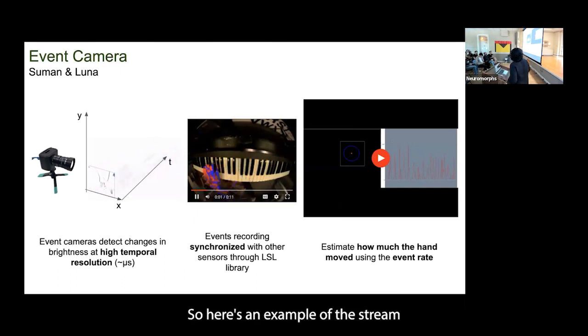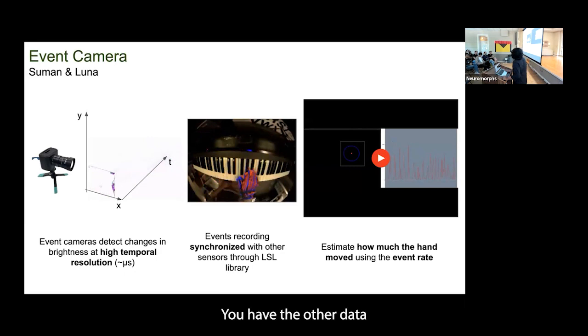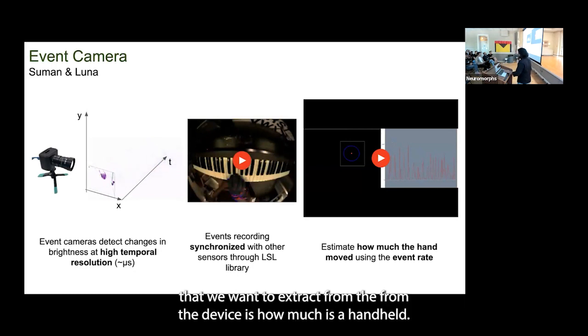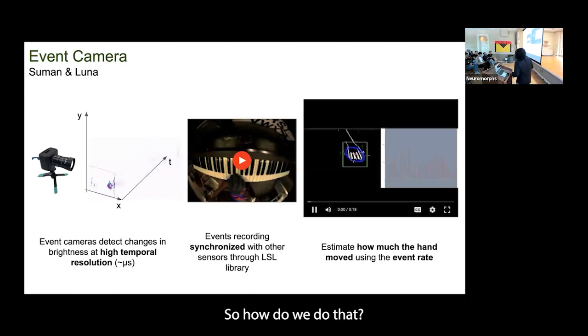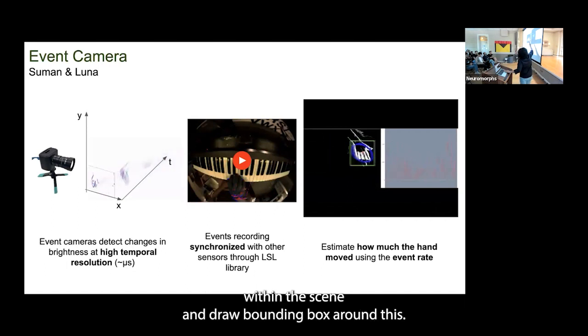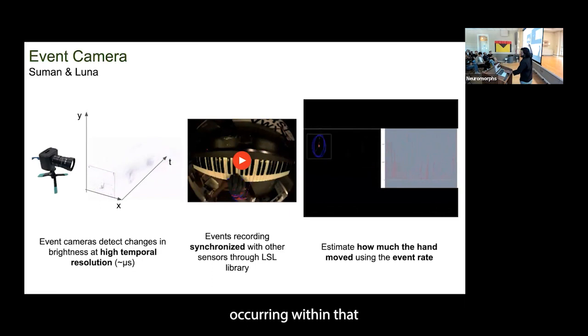So here's an example of the stream that Abhinav also showed before that we recorded with the Davis camera. You have the color data, color Davis, so we have the color frames as well as the events. And the signal that we want to extract from the DVS stream is how much the hand moved. So a very basic proxy for that is the event rate. So how do we do that? We basically track the centroid of all the events happening within the scene and draw a bounding box around it. So that's a very easy step, and basically just count the number of events occurring within that time. Yeah, and we get a time series signal for denoising.